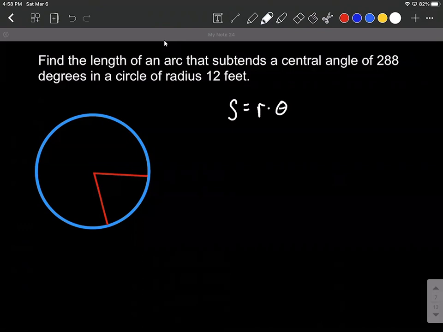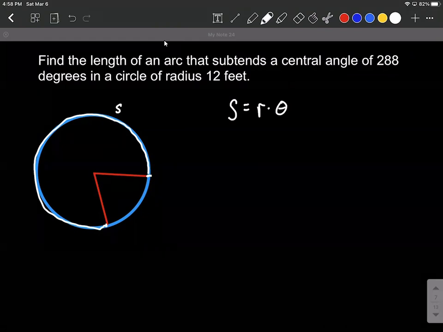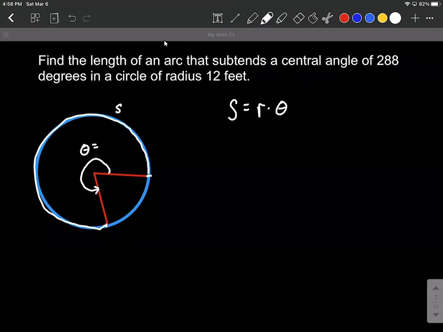All right, so let's talk about the components of this. S means the distance around the outside of this circle. So like this distance all the way around here is going to be S, and that's going to be in feet because our radius was in feet as well. It subtends a central angle of 288 degrees. So that means if we rotate all the way around here, theta equals 288 degrees.